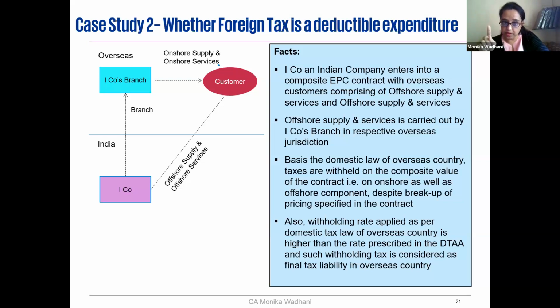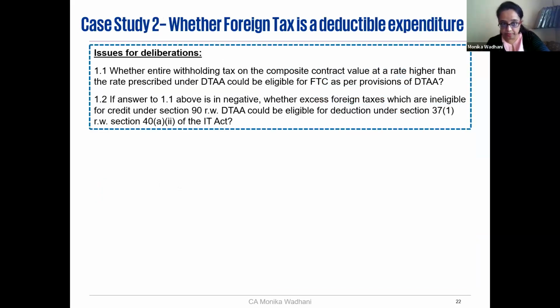Only onshore supply and onshore services, which have been taken care of by ICO's branch in that overseas jurisdiction, and which are again consolidated in India and offered to tax on a worldwide income basis in India, will become a doubly taxed income. So if withholding tax is done on the composite value of the contract, then it may not be in accordance with the treaty and therefore FTC may not be eligible on the entire amount.